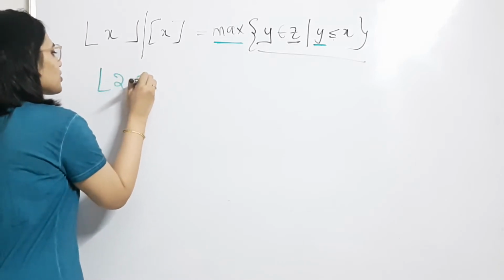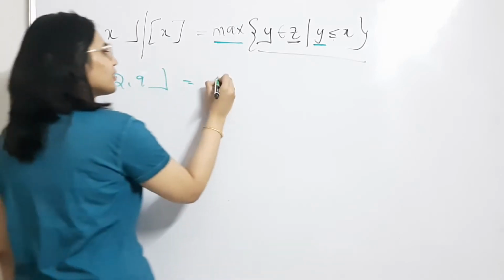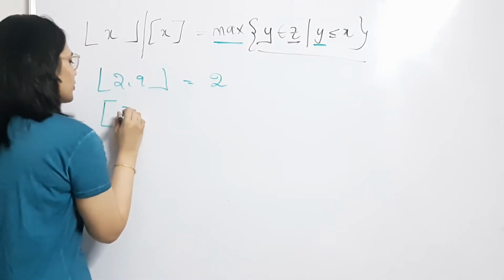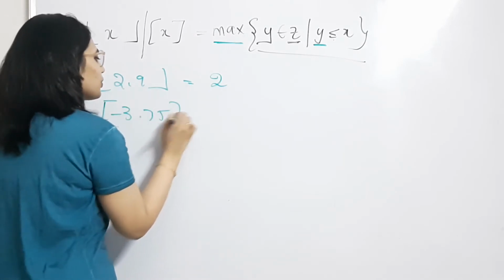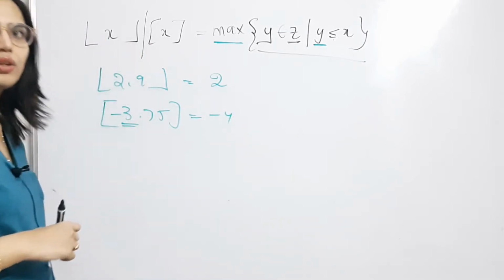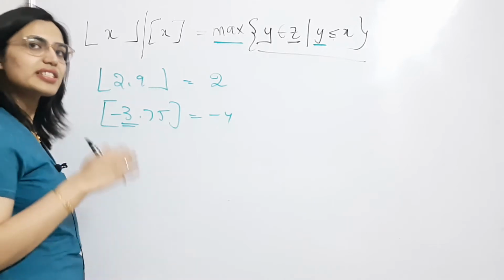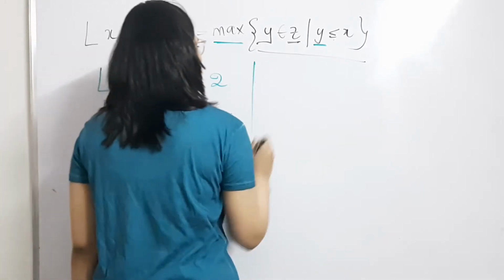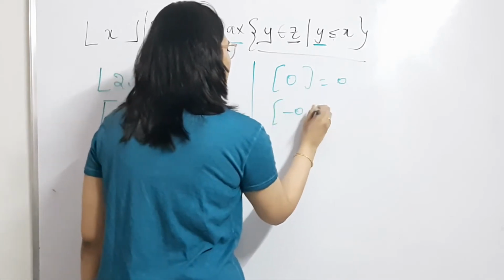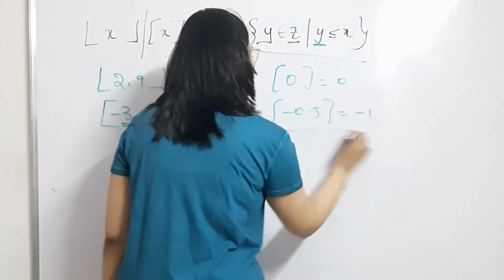For example, what is the floor of 2.9? Don't you get 2? Then what is the step of, say, minus 3.75? What do you get? Minus 4, because minus 4 is the nearest value that is less than x but is the greatest such value. Then what do you think is step of 0? Is it 0? Yes. If it is 0.5, what do you get? Minus 5 and so on.